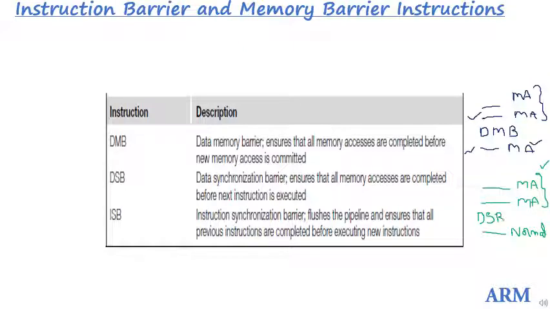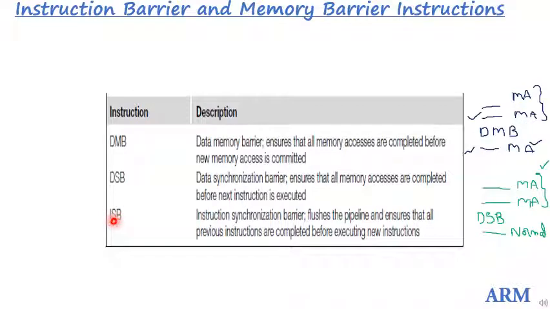So note here, DMB is used when the first two instructions are memory access instructions and the third instruction is also a memory access instruction. We place a DMB between the second instruction and the third instruction. In case of DSB, the first two instructions are memory access instructions and the third instruction is any normal instruction apart from a memory access instruction. In that case, the DSB instruction is placed between the second and the third instruction.